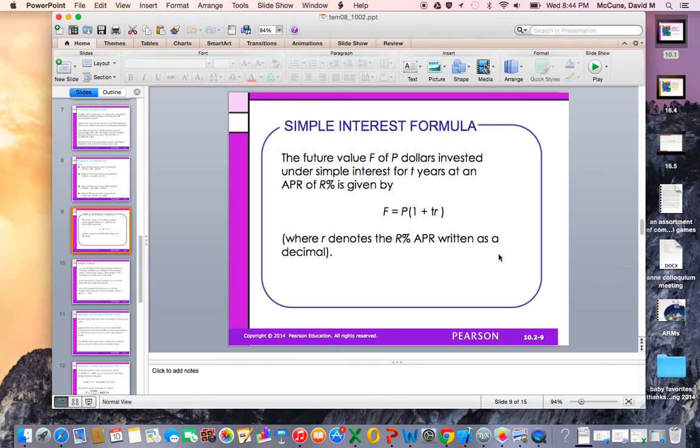Okay, so at simple interest, the future value is the principal times the quantity, 1 plus time in years, times APR as a decimal. Now, when we move on to section 10.3, simple interest will be changed to compound interest, and this formula will change. So this formula only works for simple interest. Okay, and so we are now done with section 10.2.